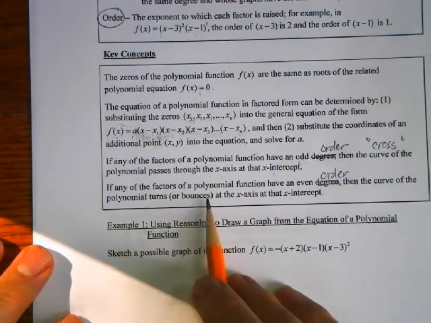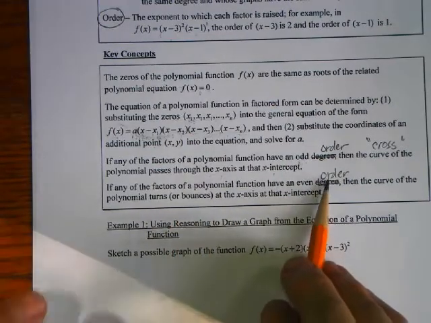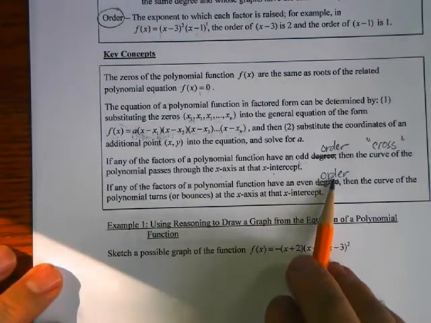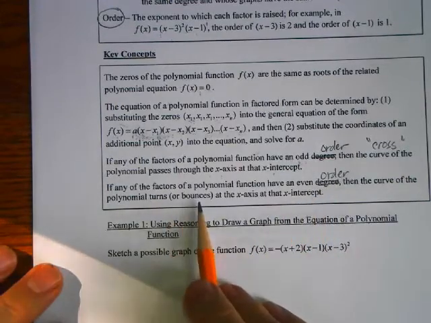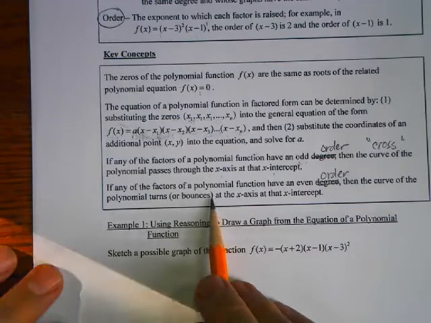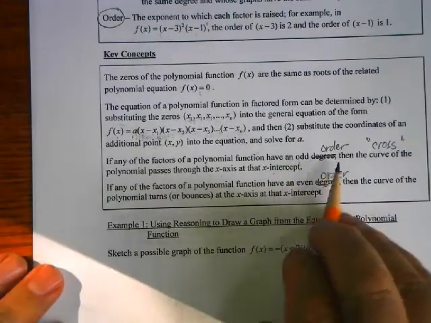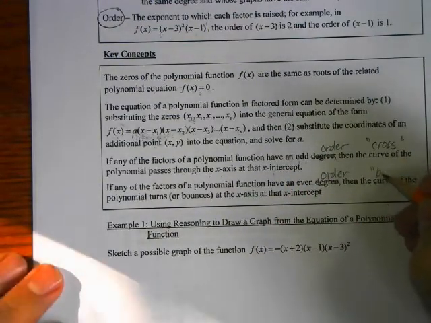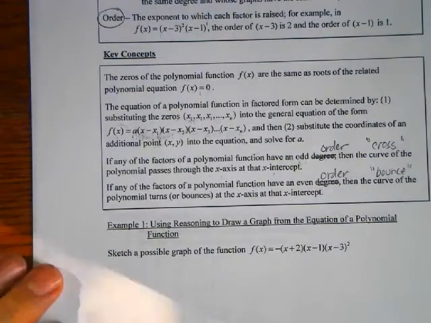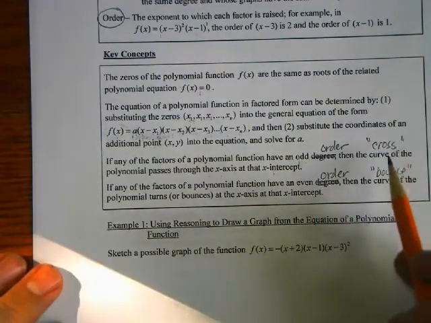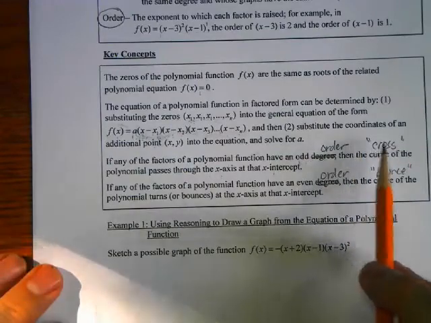If the factor has an even order, that is, the factor has exponent 2 or 4, etc., then the curve actually turns or bounces at the x-intercept. So it doesn't cross the x-axis, it turns around and goes back from where it came from. And we'll see examples of that. So this would be a cross x-intercept, and I call these ones bounce, cross or bounce. And we can tell that by the order of the factor or the order of the x-intercept. If it's even, it bounces. If it's odd, it crosses.